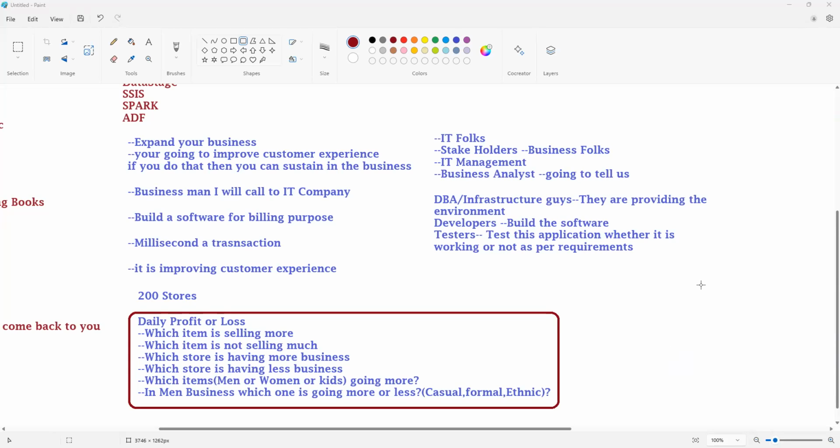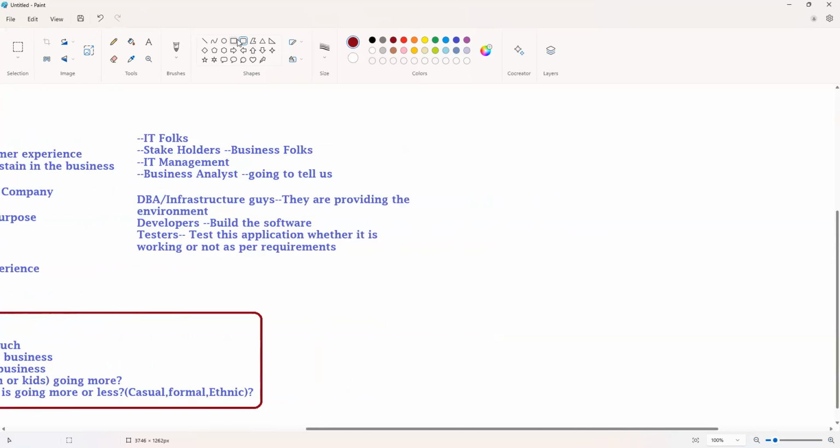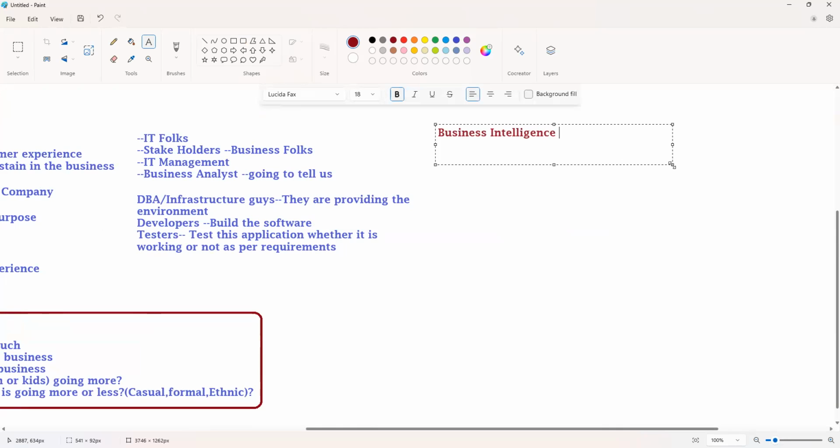To answer that, what I'm using is nothing but business intelligence. What is the need of business intelligence? To analyze and to make the right decisions. If you make the right decisions, what is going to happen? You are going to sustain in the business.